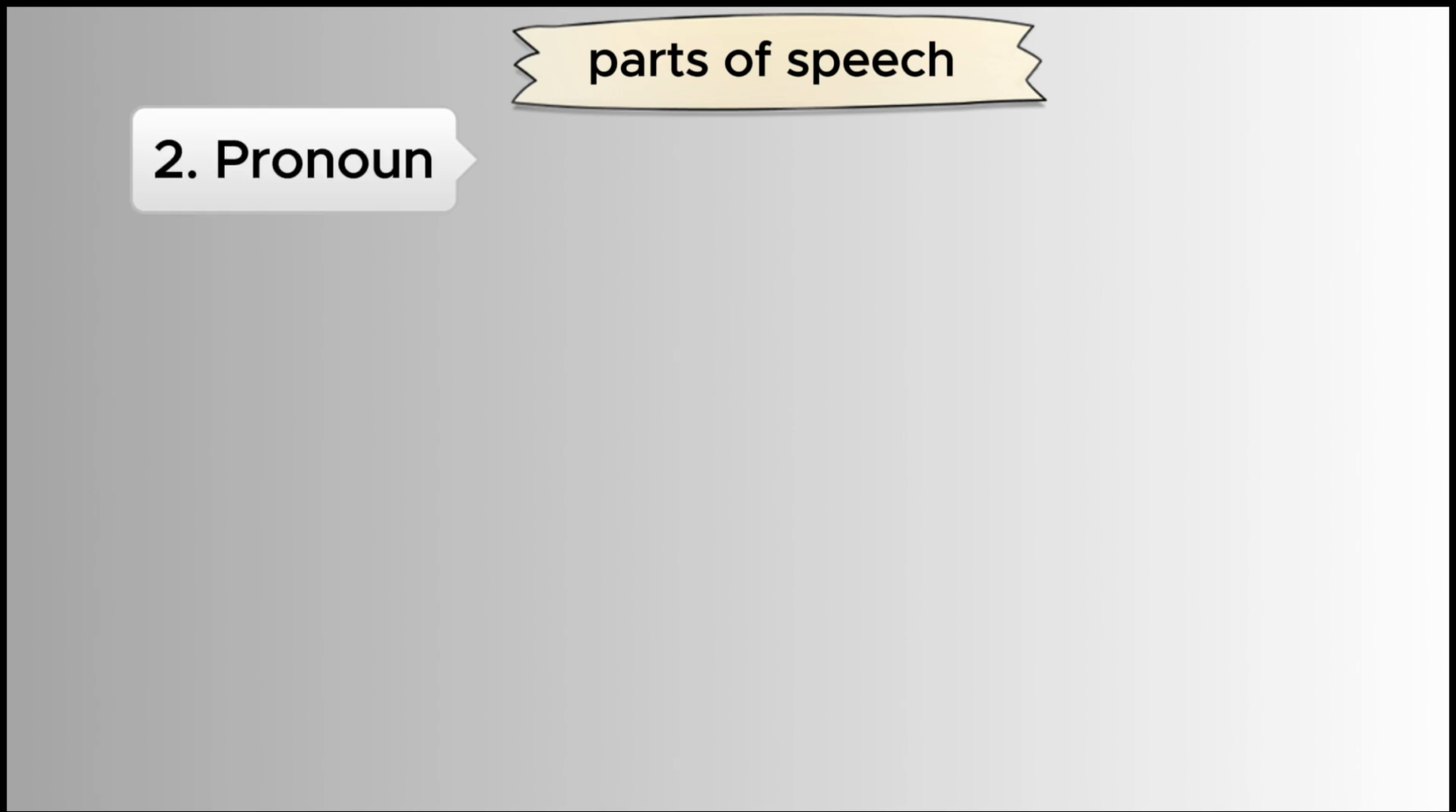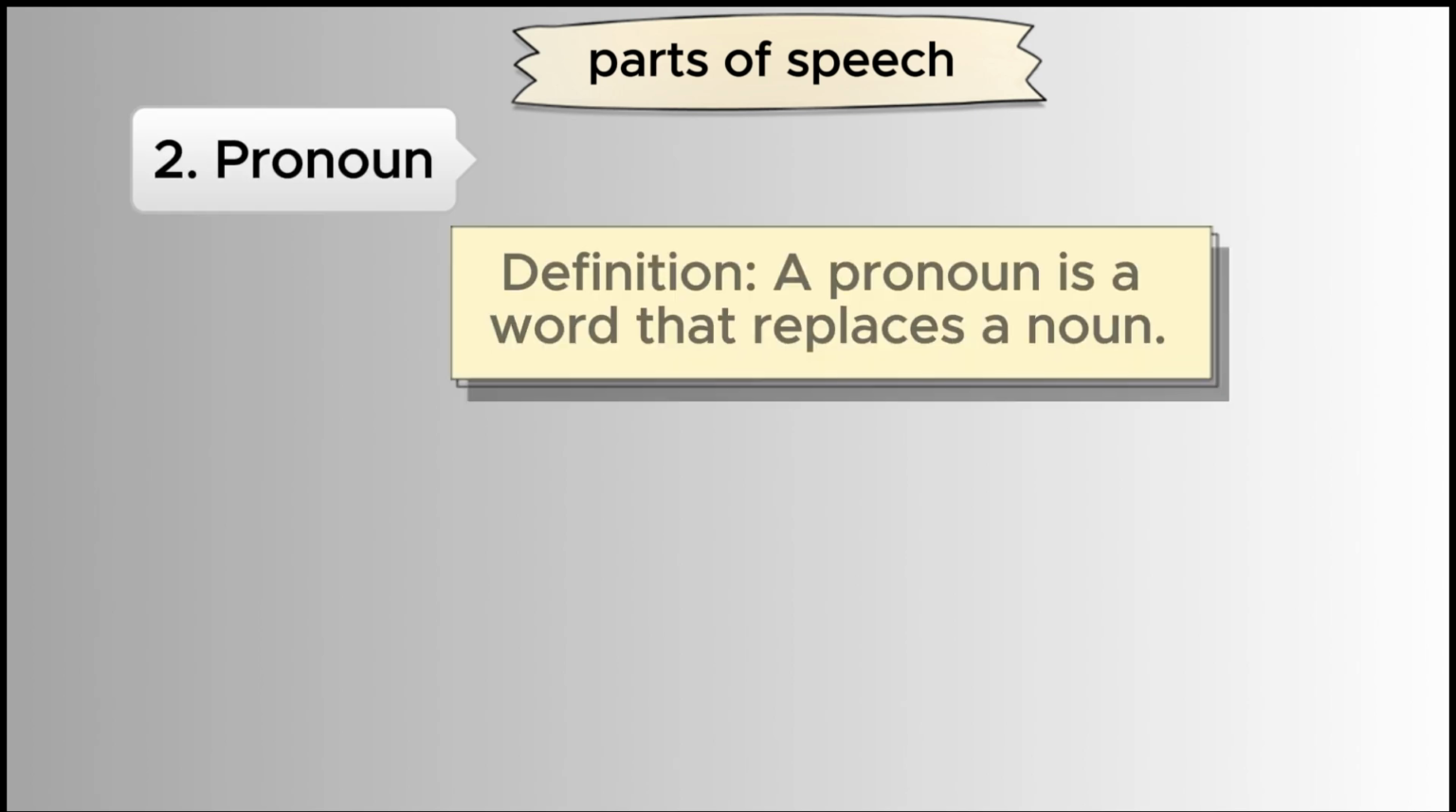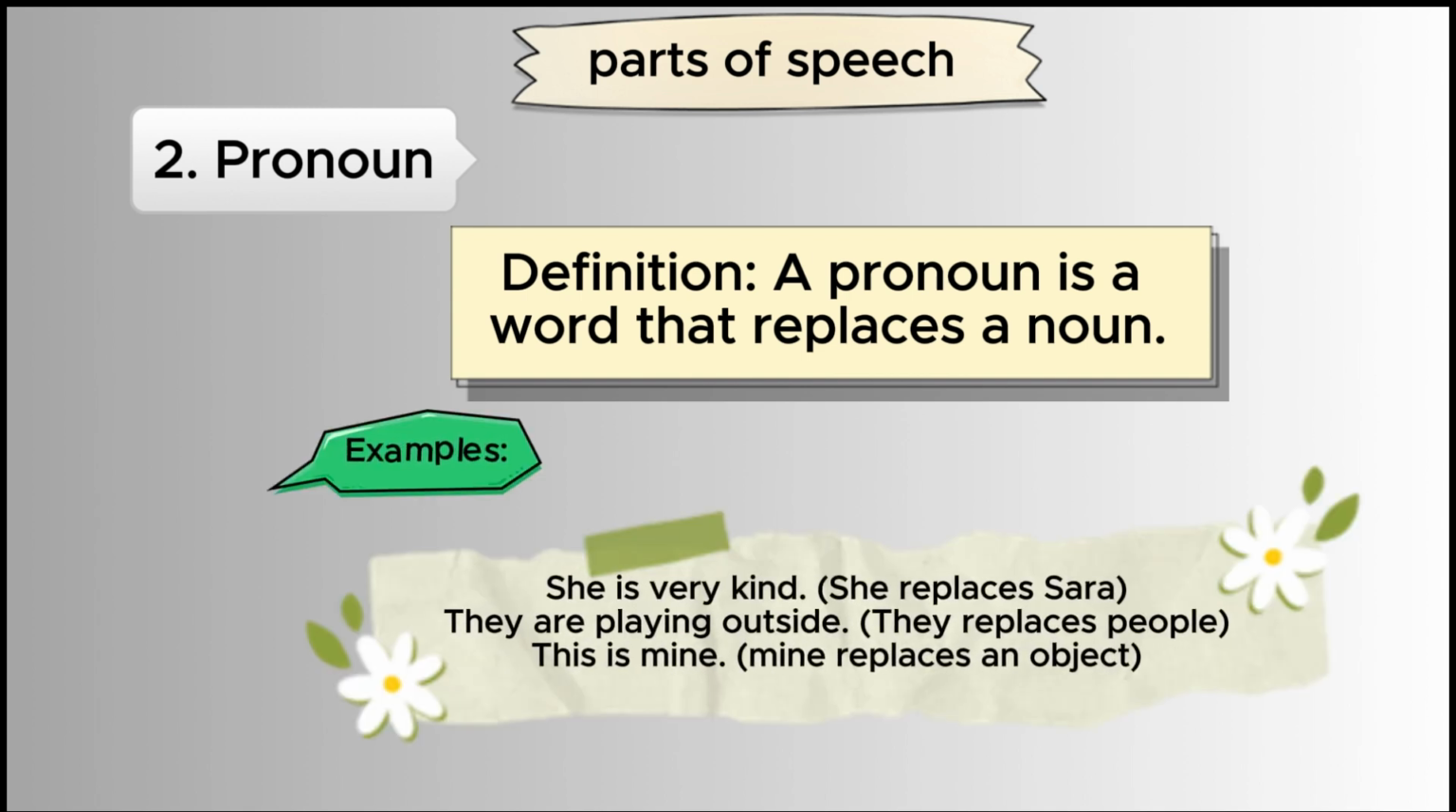Second is pronoun. Definition: a pronoun is a word that replaces a noun. Examples. She is very kind. She replaces Sarah. They are playing outside. They replaces people. This is mine. Mine replaces an object.